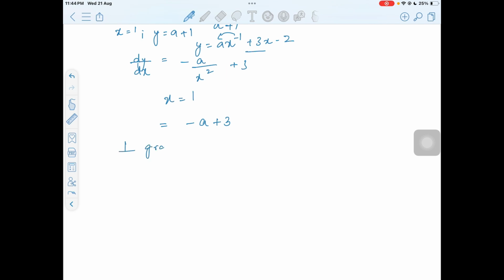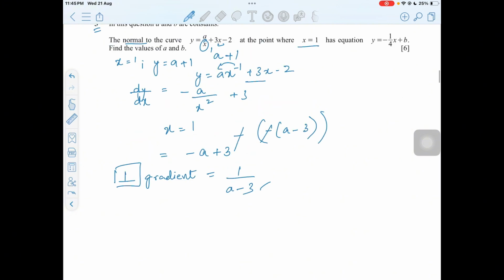Now if we have to find the gradient of the normal, this is basically the perpendicular's gradient, which will be equal to the negative reciprocal of this. So this would be 1 over, if we take the negative sign common, and our negative reciprocal would be a minus 3. This would be negatively multiplied, so the negative and negative cancel out, so this would be 1 over a minus 3. Right. So we have our gradient.